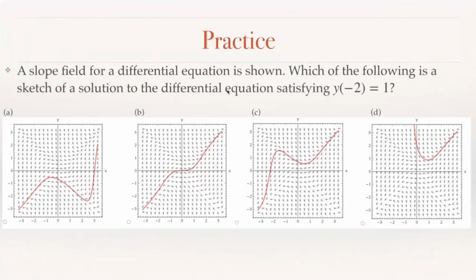And lastly, a slope field where a differential equation is shown. Which of the following is a sketch of the solution to the differential equation satisfying y of -2 is 1? So this is just a question on pure slope fields. Take a moment and see if you can identify which one. Pause the video.